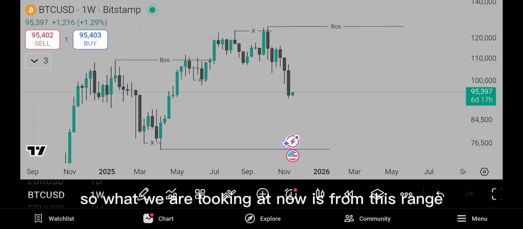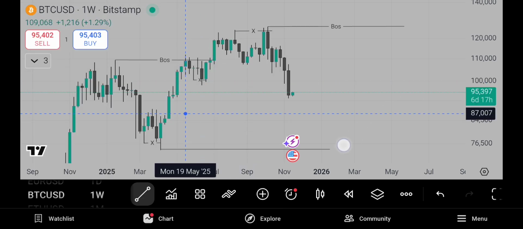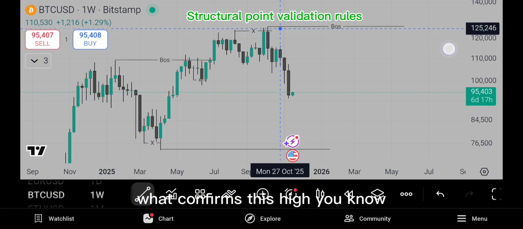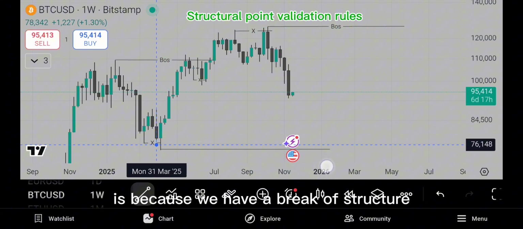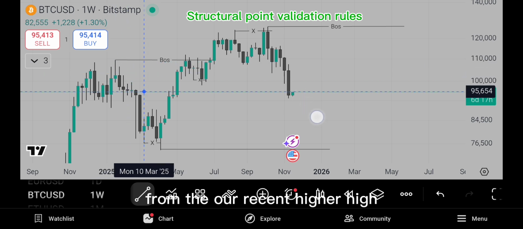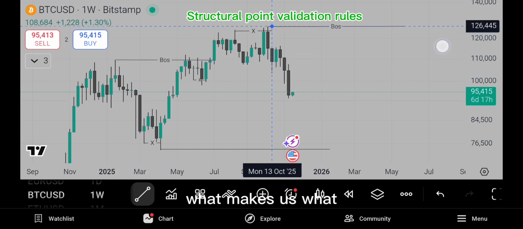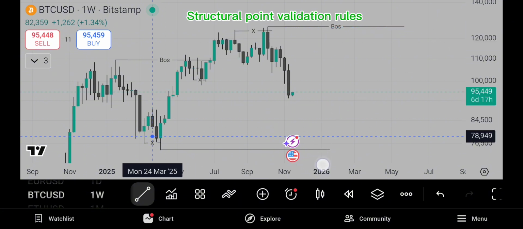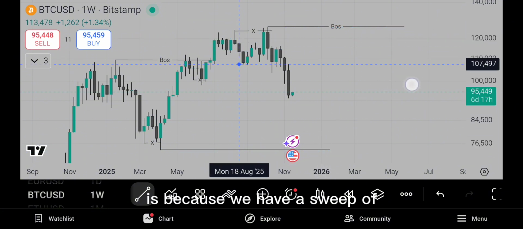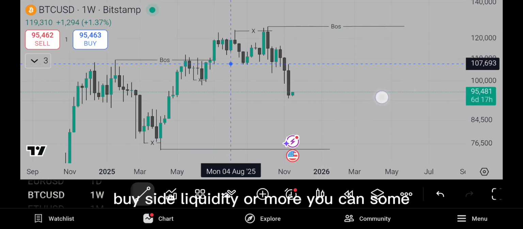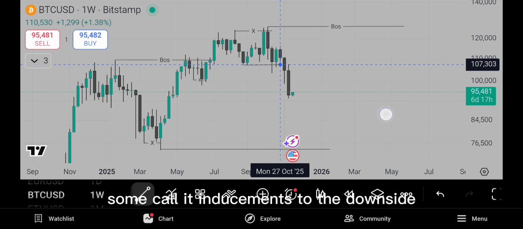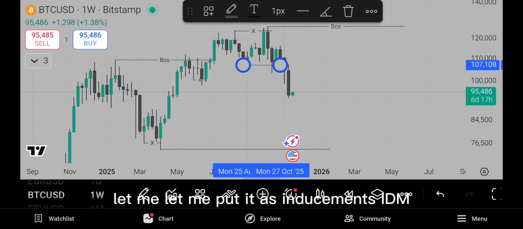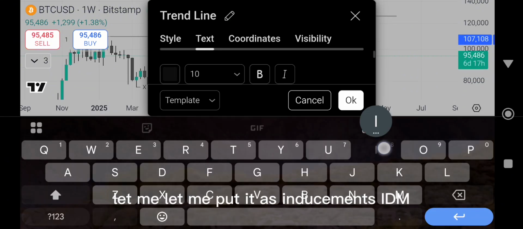So what we are looking at now is from this range. With this high, what confirms this high? We say what confirms this low is because we have a break of structure from our recent higher high. Now what confirms this high? What gives us confidence that this is the major high for this range? It's because we have a sweep of buy side liquidity, or you can call it inducement, to the downside. I'm going to mark this as inducement, IDM.